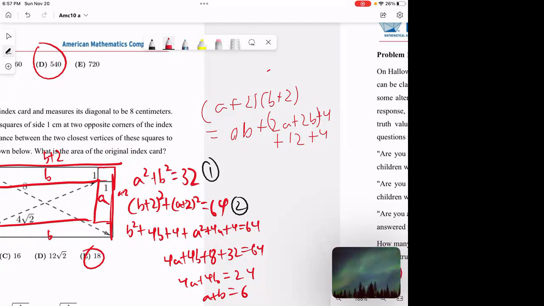ab, which, as I was saying before, this one is a plus b squared minus 2ab equals 32. A plus b squared is 36. So 32, 36 minus 4. So ab is equal to 2. So plus 2. And then let's see. So our answer is going to be 2 plus 12 plus 4, which is 14 plus 4, 18. Nice. So that works out fine.